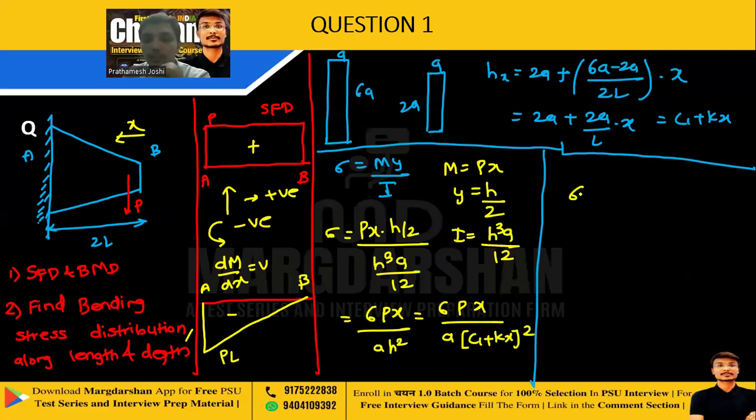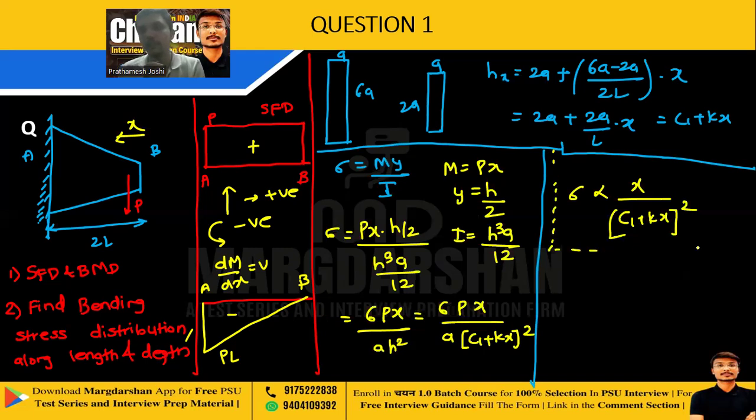Now the sigma variation will be proportional to x upon (C1 plus Kx) whole squared. The rest of the terms are constant. So this is how it will vary. This is difficult to plot, so we will just keep it till here.